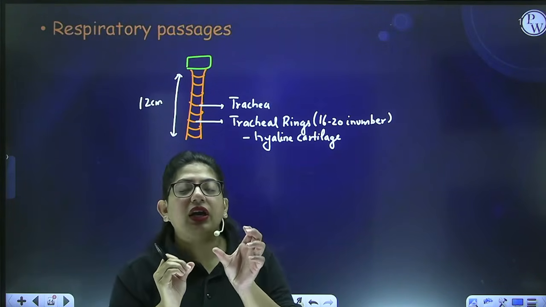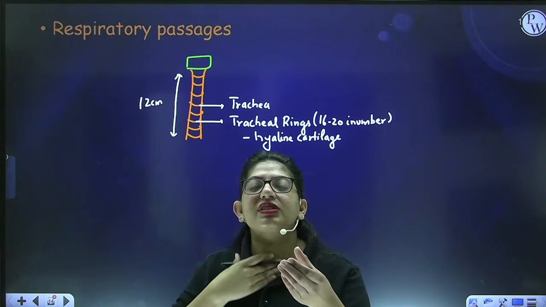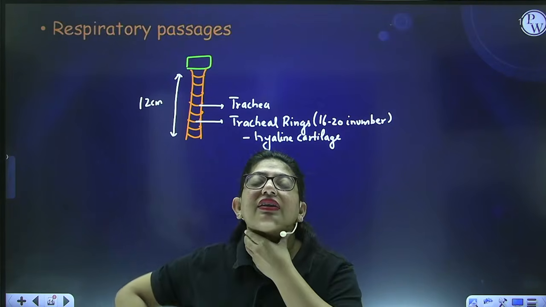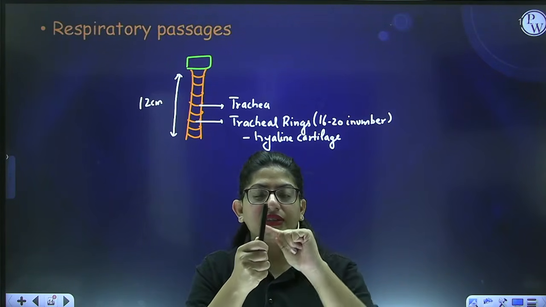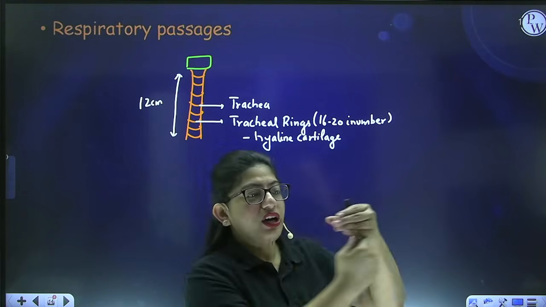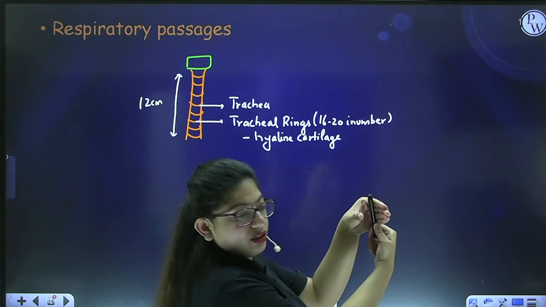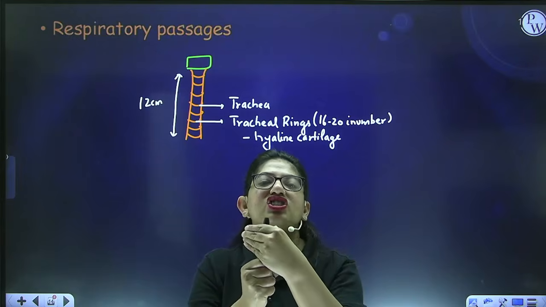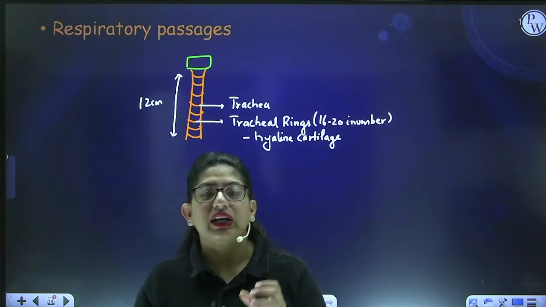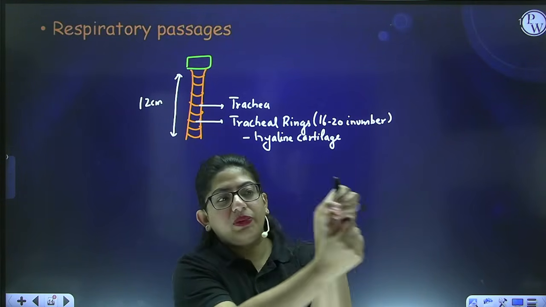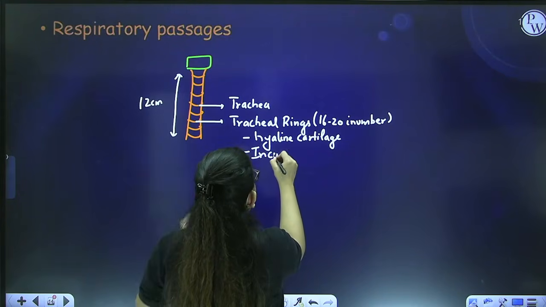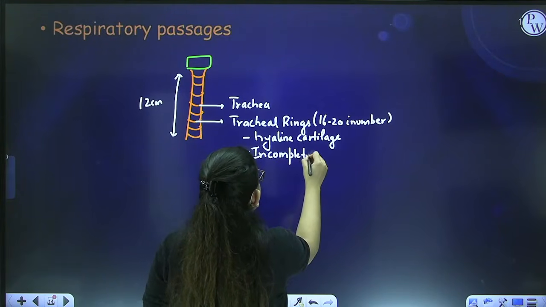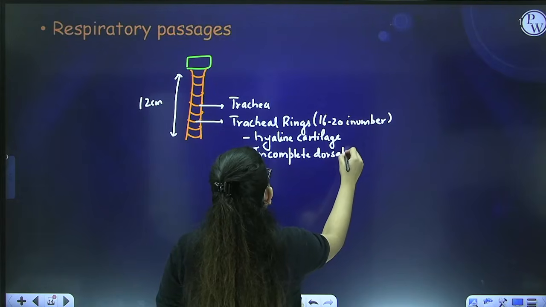They are C-shaped. They are incomplete dorsally. That means if this is the ventral side and this is the dorsal side, they will be present like this. For example, this is trachea, this is the ventral side, this is the dorsal side, and they are present like this. Do I have a ring on the dorsal side? No. So I will say they are C-shaped and they are incomplete dorsally. If it were like this, it would be complete, right?